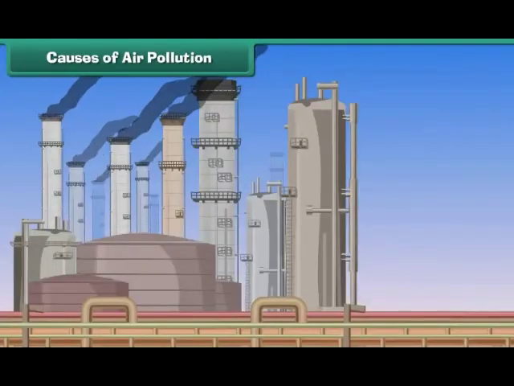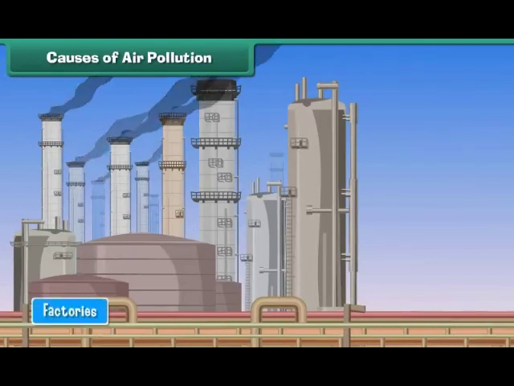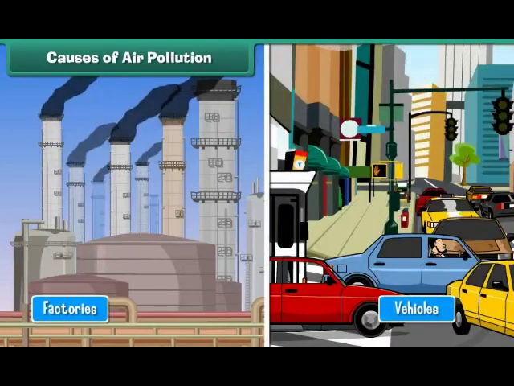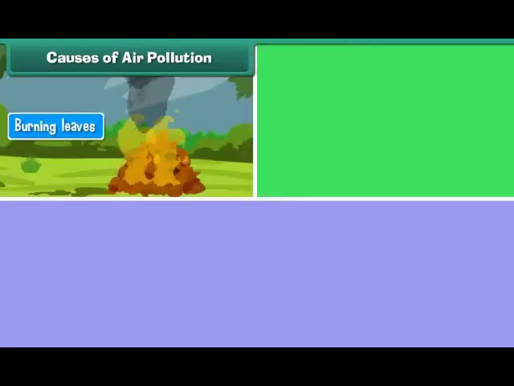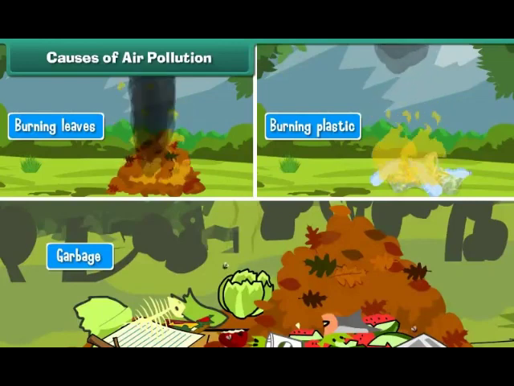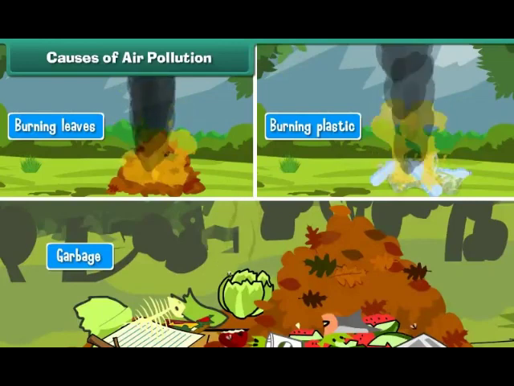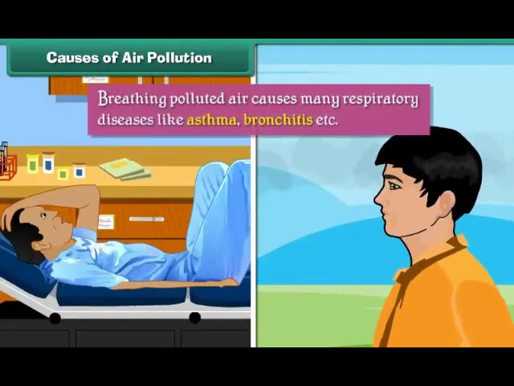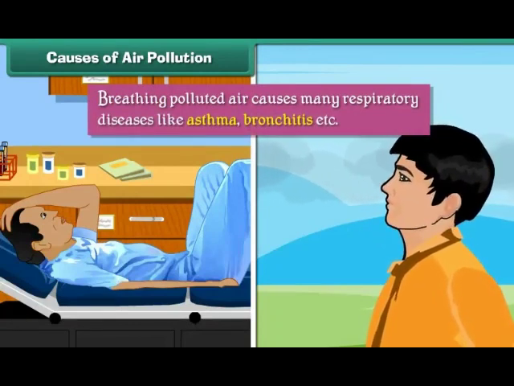Causes of air pollution. Air gets polluted by the smoke released by factories and vehicles. Burning leaves, plastic, and garbage also produces smoke and pollutes air. Breathing polluted air causes many respiratory diseases like asthma, bronchitis, etc.